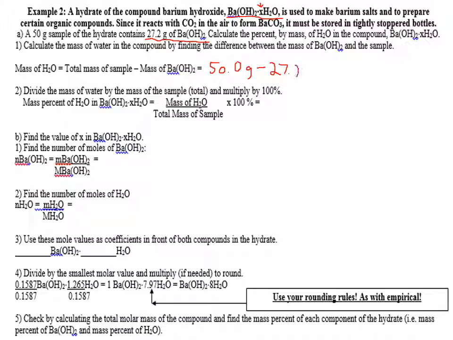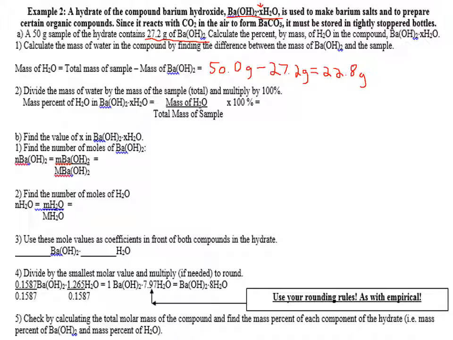So 27.2 grams here. We take away the 27.2 grams because that's our barium hydroxide, and that should give us the mass of the water because the rest of it must be water. So 50.0 minus 27.2, and we get 22.8 grams. So 22.8 grams of water.